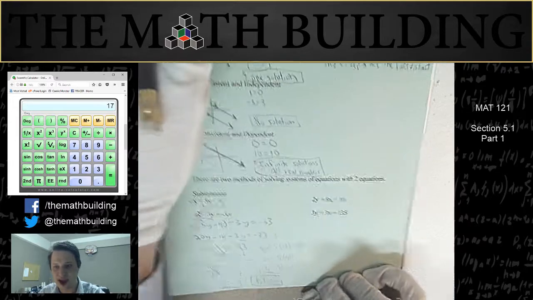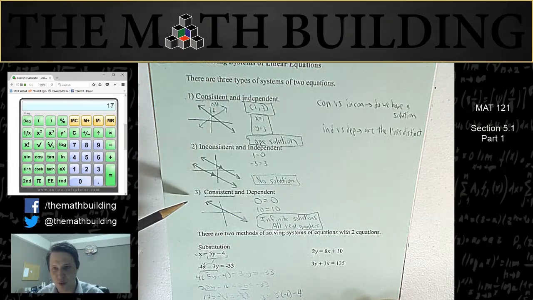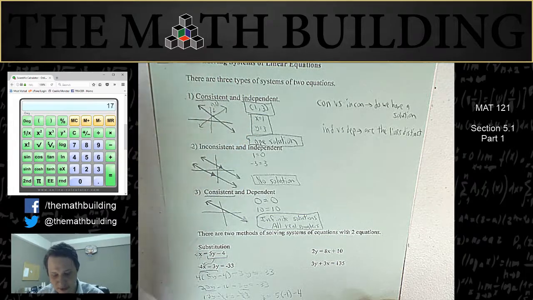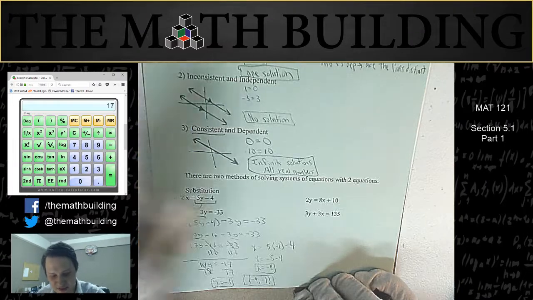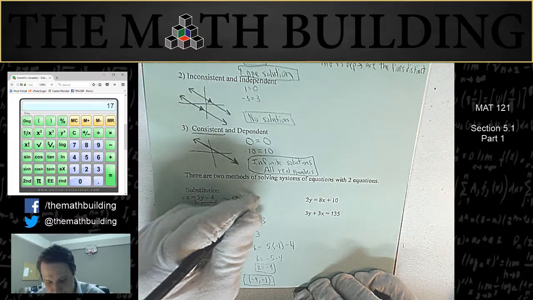So which of the three categories is this problem? 1, 2, or 3? We have one solution, and we were able to get x and y, so that means this system is consistent and independent. Easy as that.